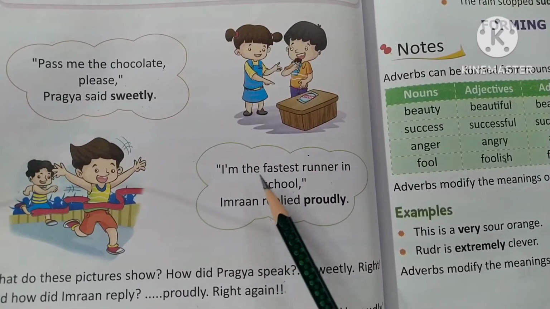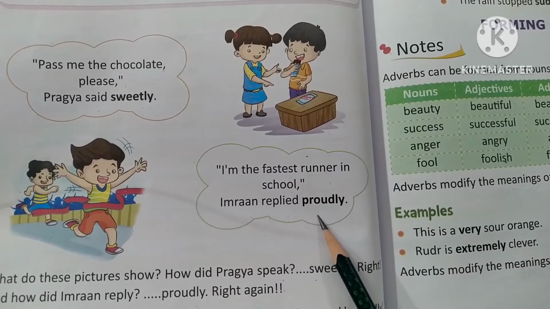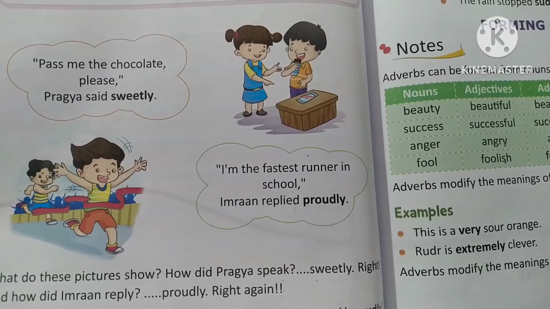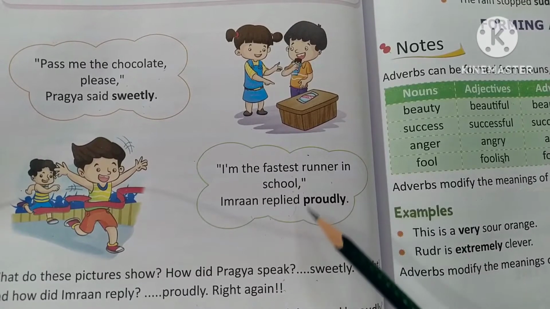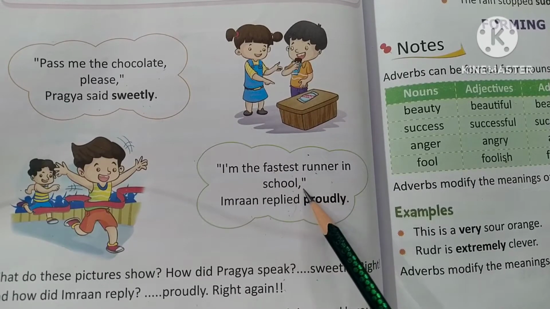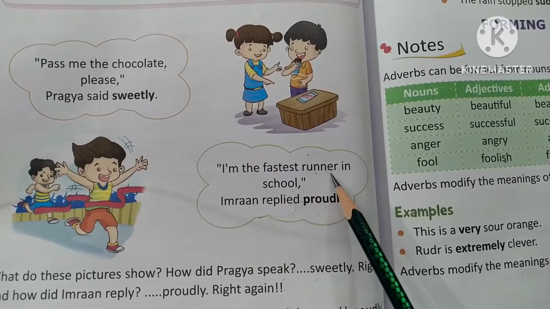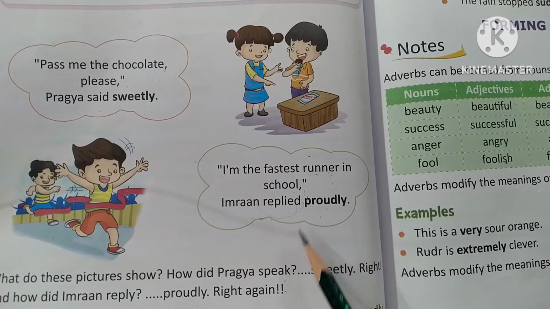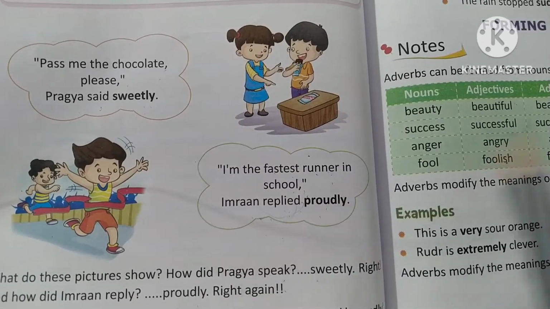In the next sentence, "I am the fastest runner in school," Imran replied proudly. Replied is the verb, and what is being said to magnify or give some more meaning to the verb replied? Proudly. Imran proudly says that he is the fastest runner in school, or Imran proudly replied that he was the fastest runner in school. So sweetly and proudly are adverbs which add more meaning to the verbs said and replied.